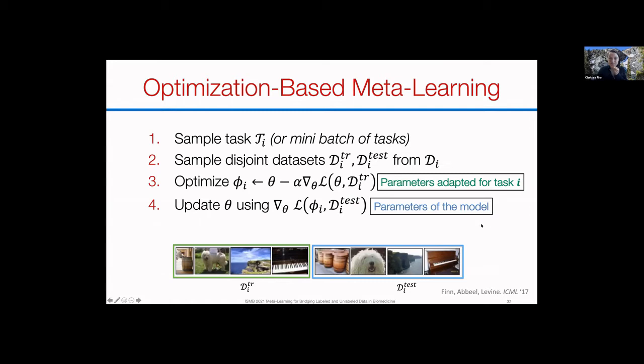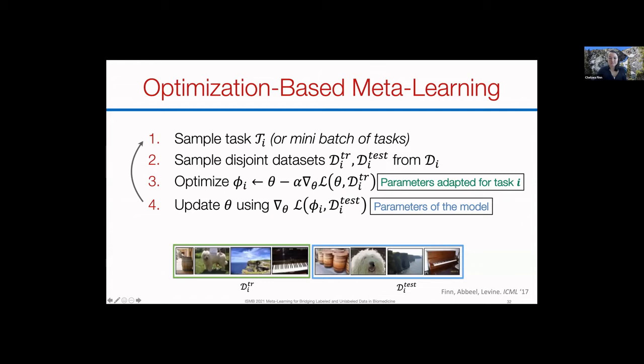So, this essentially corresponds to this gradient right here. We're going to update theta by taking a gradient step on the loss function with respect to these held out examples. And then we'll repeat this process, iteratively resampling tasks and optimizing for an initial set of parameters so that gradient descent and fine tuning generalizes well to new examples.